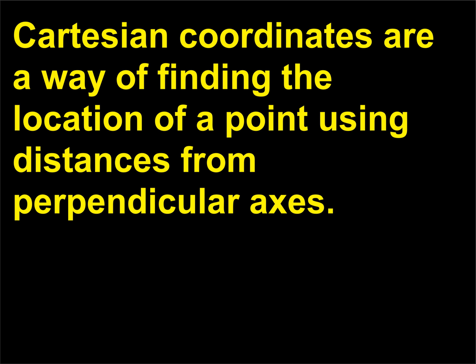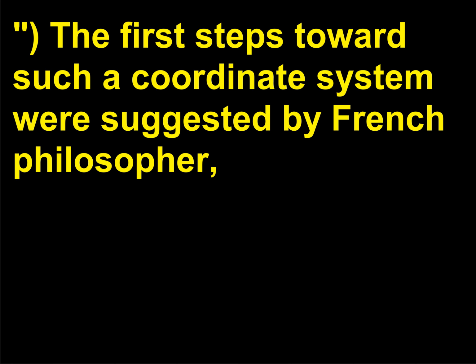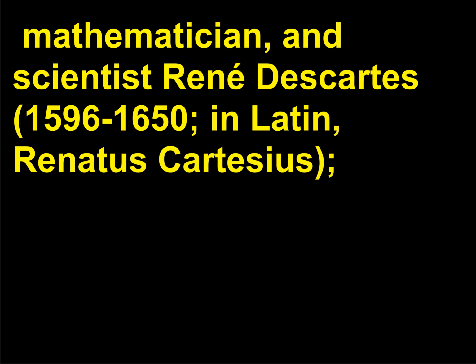Cartesian coordinates are a way of finding the location of a point using distances from perpendicular axes. For more information about coordinates, see geometry and trigonometry. The first steps towards such a coordinate system were suggested by French philosopher, mathematician, and scientist René Descartes, 1596 to 1650, in Latin, Renatus Cartesius.